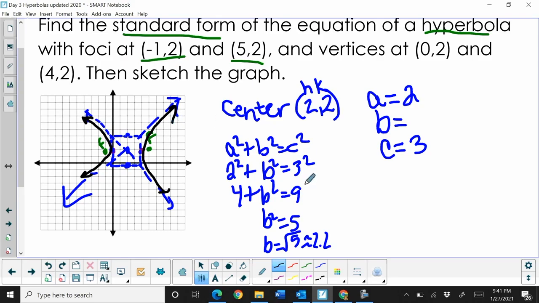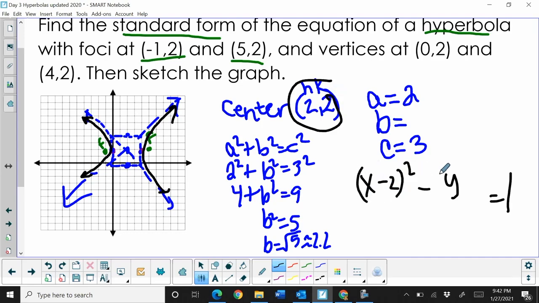So there's our curve. Now it should be pretty easy to write the equation of the hyperbola. Okay, since the x is dominant, x is first, minus y, all equals 1. Let's plug in our center, h and k. That's the same, so that makes it easy, (2, 2). So (x minus 2) squared, (y minus 2) squared, each quantity squared.